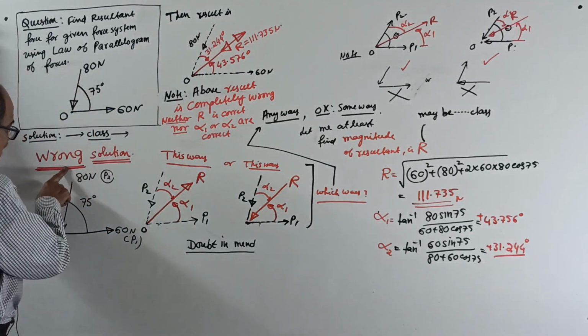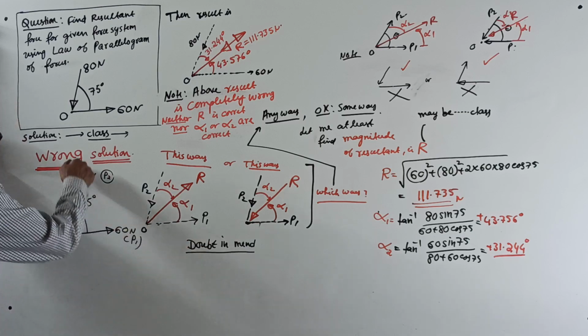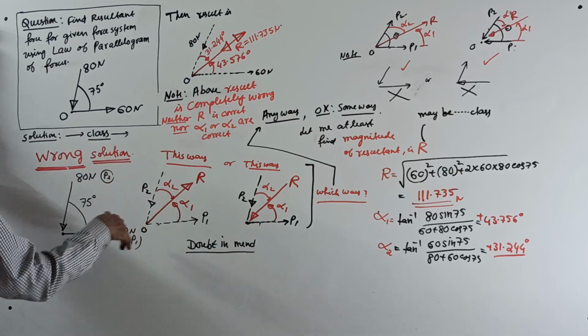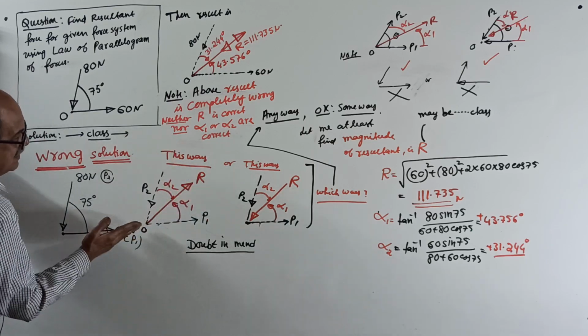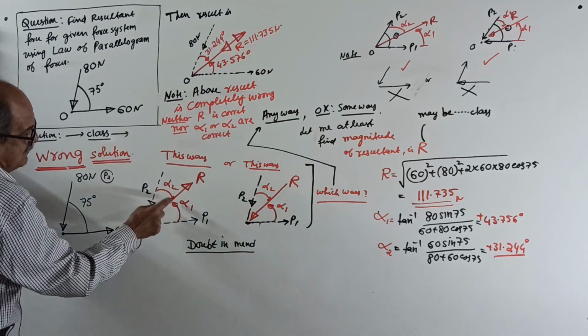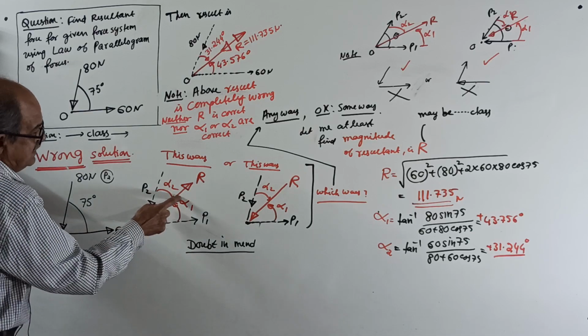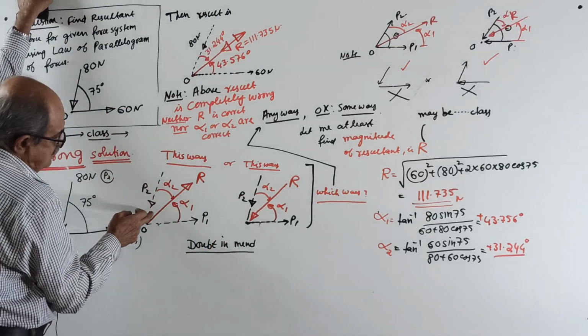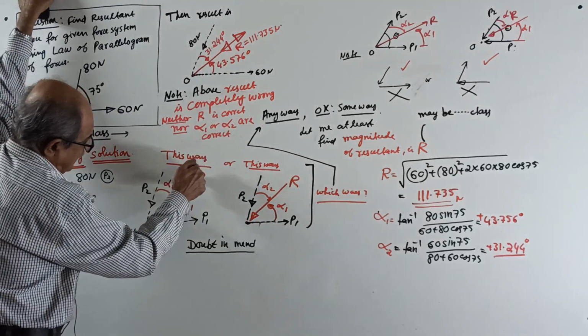Wrong solution. Take 60 as P1, 80 as P2. Theta is 45 degrees, see, 75 degrees. Then P1 here, P2 here. Resultant R, angle alpha 1, alpha 2. There is also doubt in the mind about the resultant R. See, I am telling you now. The doubt: is the resultant this way or this way?